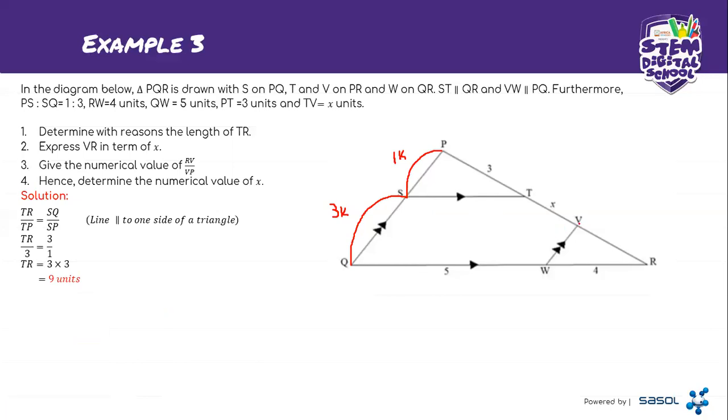All right. They say we should express VR in terms of X. How do we do that? Now, remember we have determined the length of TR, which is 9 units. Now, to get this side, we can say 9 minus X, so that we can get the length of VR. It's going to be in terms of X. Then you can see that is the answer. So it's 9 minus X, right?